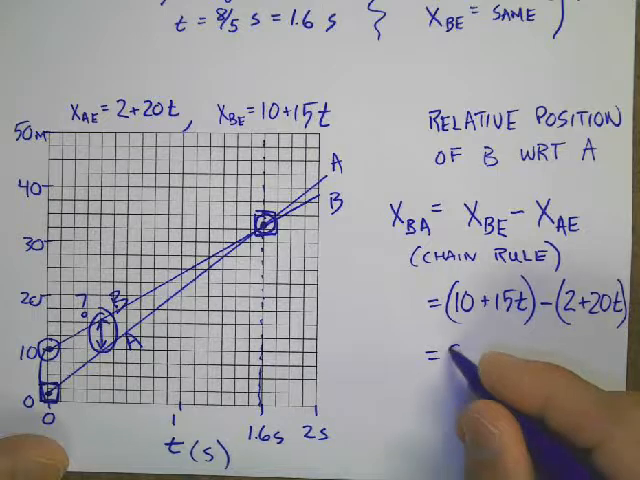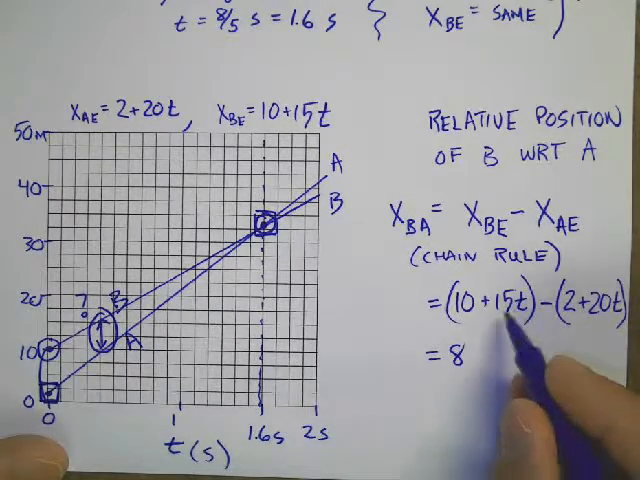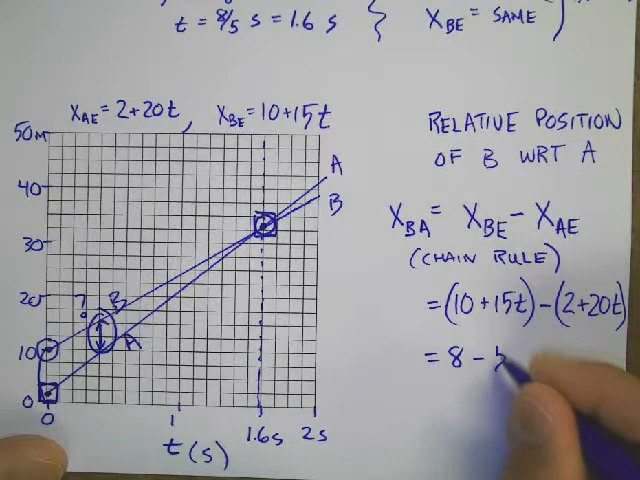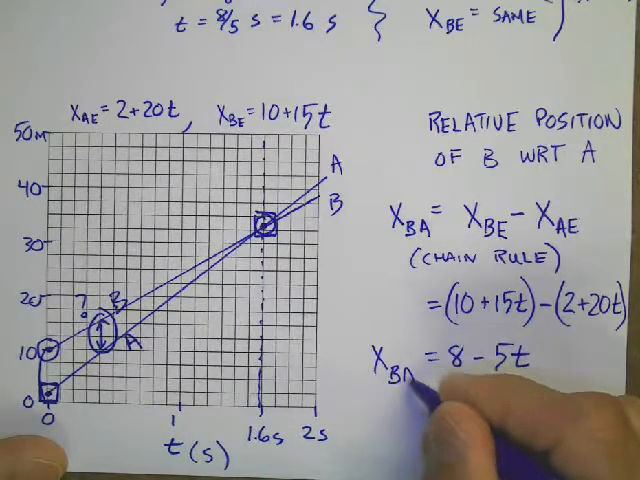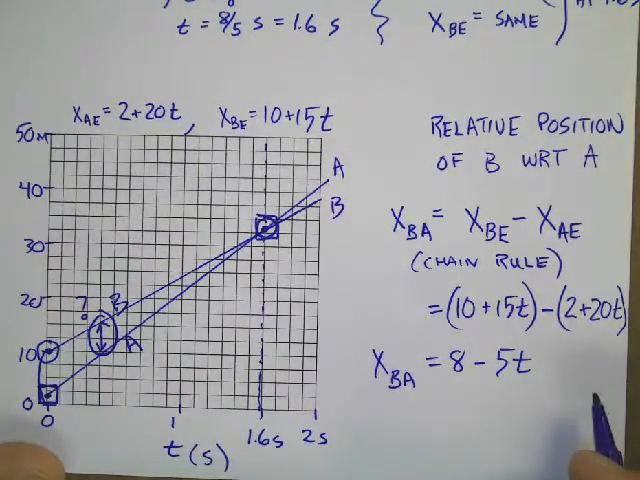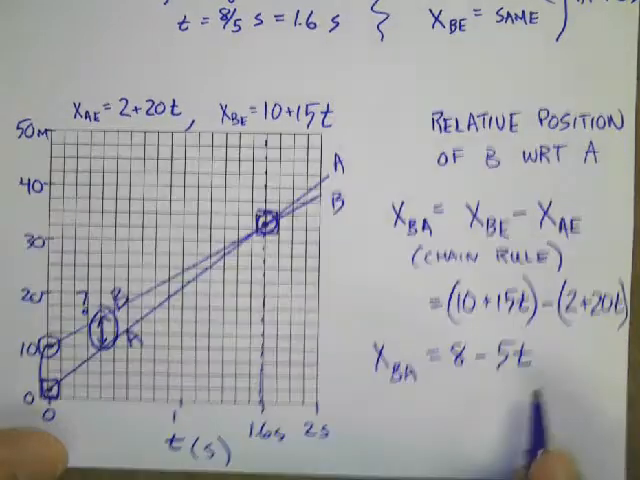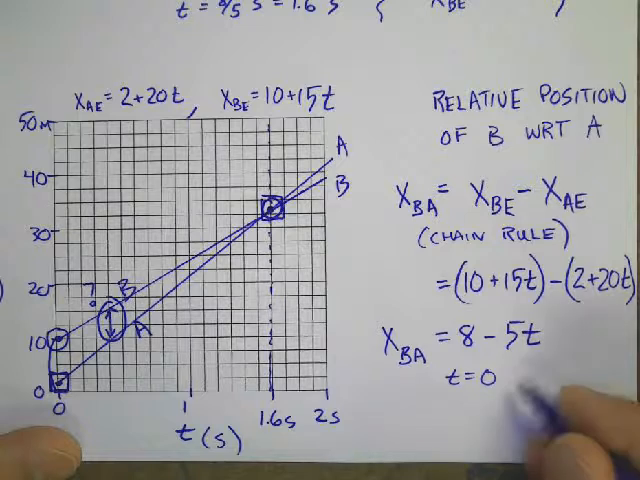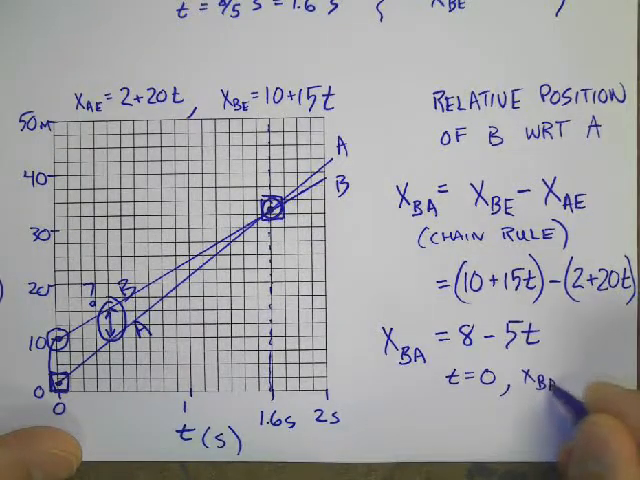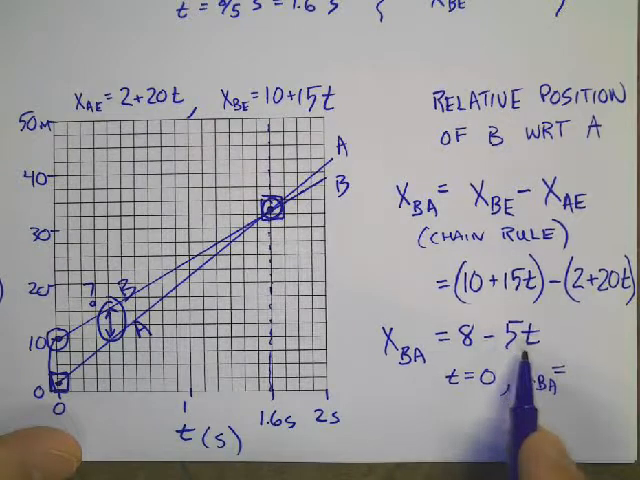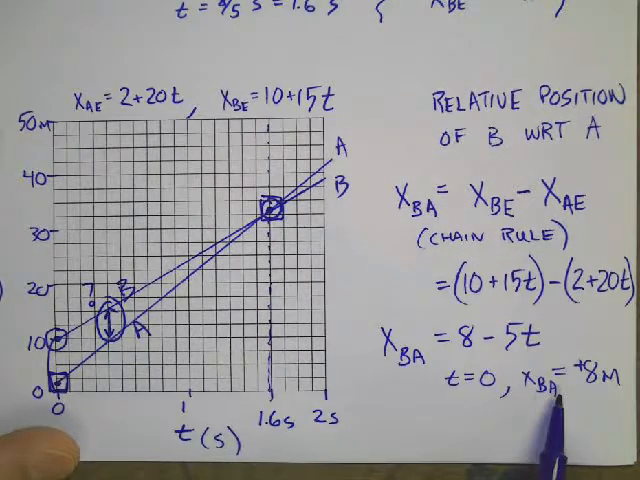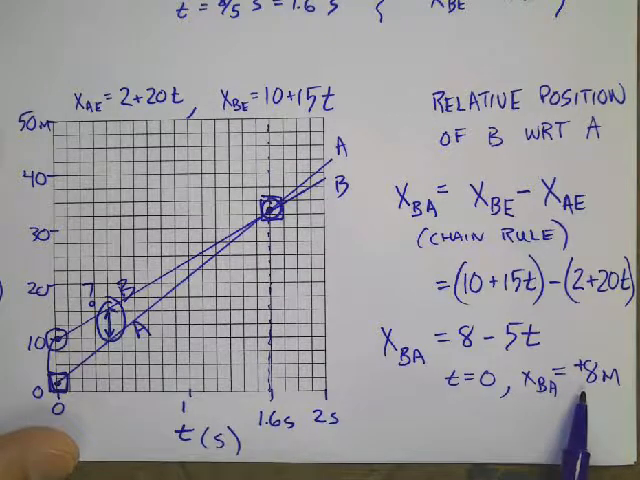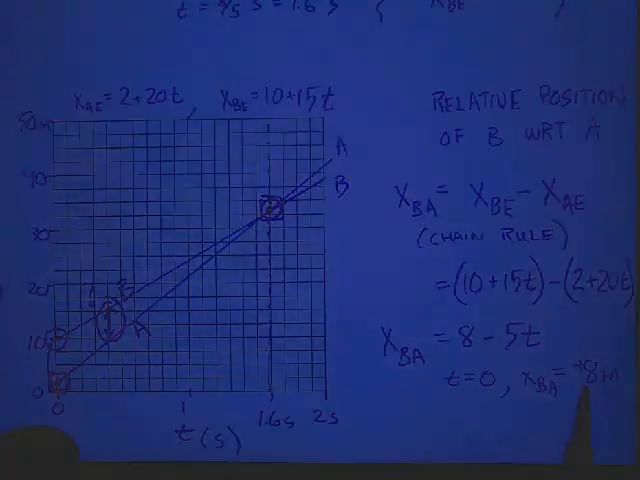Let's carry out the math. 10 minus 2 is 8. 15 minus 20 is minus 5t. And what that tells us is that at a time of 0, for t equal to 0, the position of B with respect to A is 8 minus 5 times 0, or plus 8 meters. That makes sense, because remember, at the beginning, if you look at your diagram, B is 8 meters ahead of A. So that plus 8 meters totally makes sense.